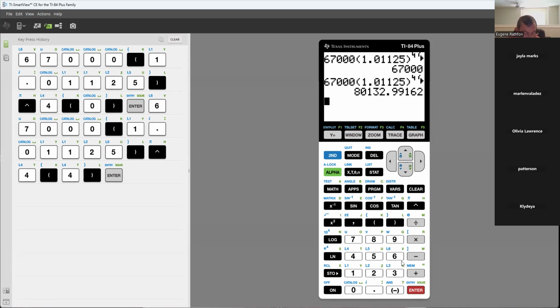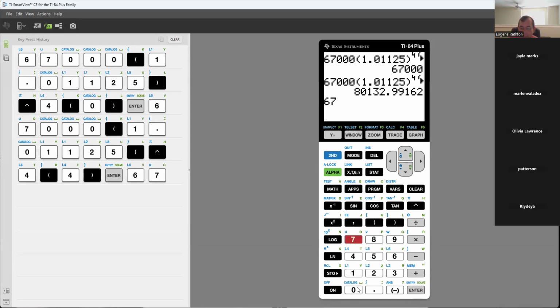And let's see. They want me to round these to the nearest dollar. So the nearest dollar would be where the 2 is right before the decimal. But y'all, that's a 9 after that 2. So we would round that 2 up into a 3 so that we get 80,133. All right. So you would do that next with a 7.